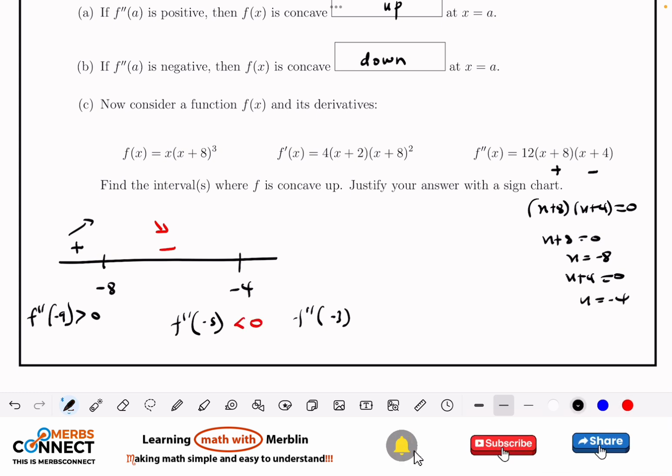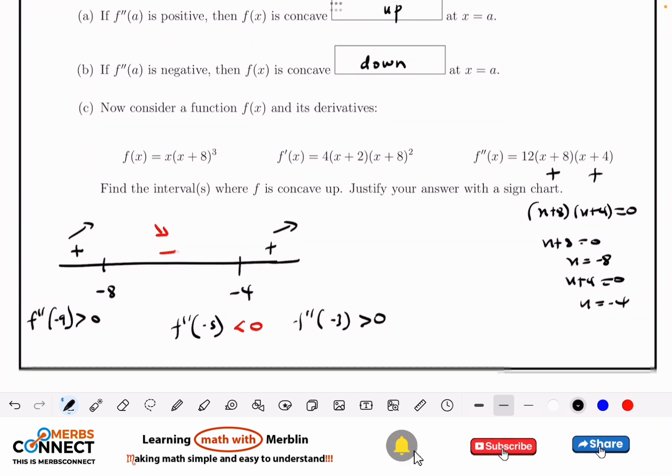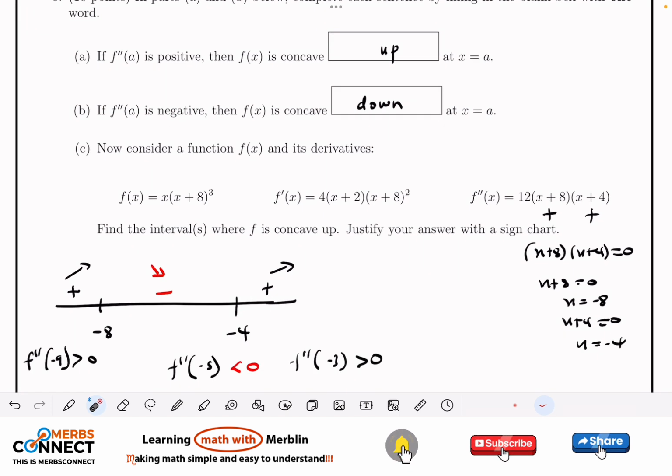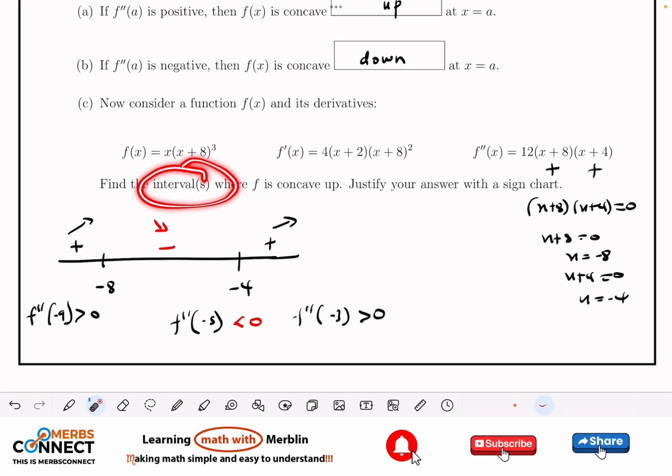Then we pick -3. -3 here is going to give us positive. -3 here also going to give us positive. So here too is going to be positive, increasing, and this one will be greater than 0. So remember what we did at A. Whenever it is positive, concave up. Whenever it is negative, concave down. So for the intervals, whether it is concave up or down, this is what you are going to get.